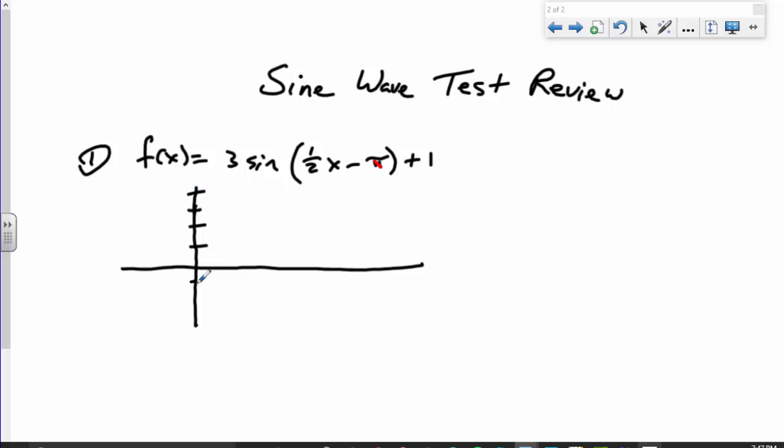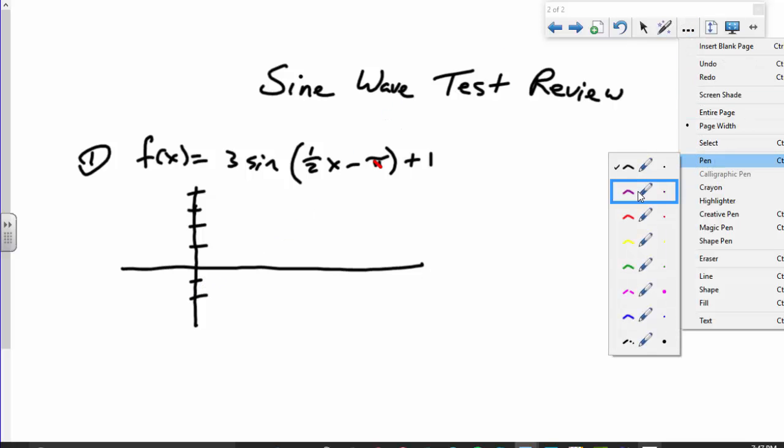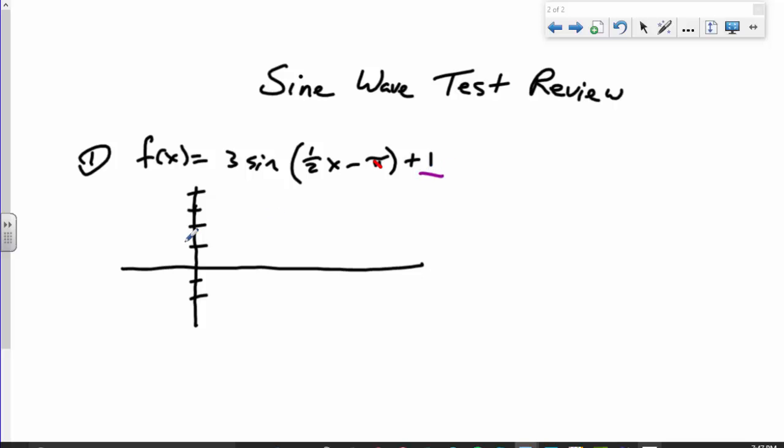Go a bit higher. Okay, so the first thing we're going to do is take into account your vertical shift. So usually the graph is centered on the x-axis, but we're going to move it up by 1. So the center will now be at 1 here.